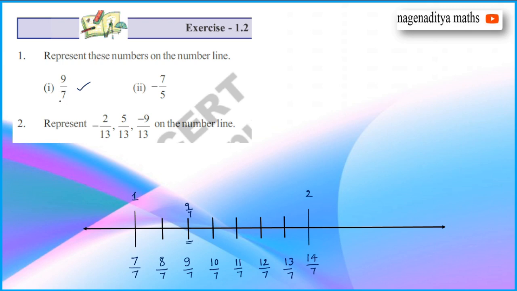Okay, and here the denominator is 7. So this is a shortcut. We have to add 1 to it, that is 8. So we have to draw 8 vertical lines like here, and first we have to write 1 here and 2 here, and 1 can be represented as 7 by 7. Next one is 8 by 7, 9 by 7, 10 by 7, 11 by 7, 12 by 7, 13 by 7 and 14 by 7. And 14 by 7 is nothing but 2. So the required number 9 by 7 is here. So this is how we can represent 9 by 7 on the number line.